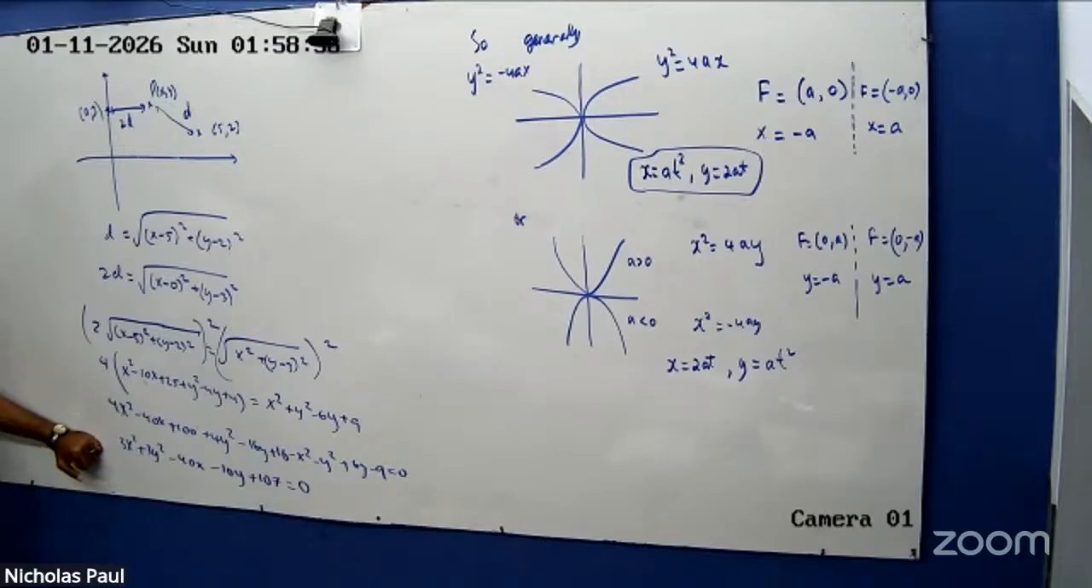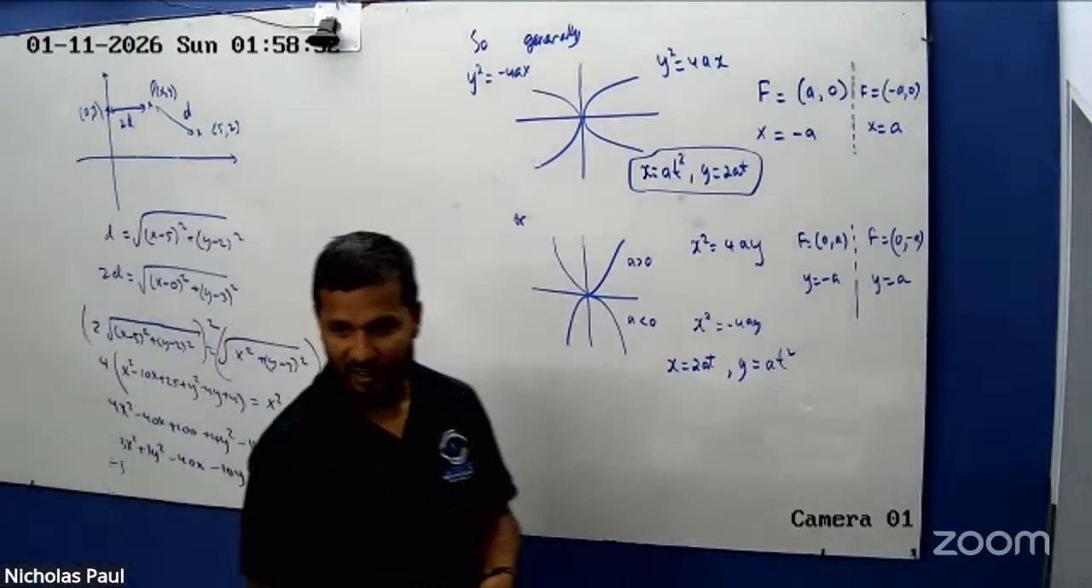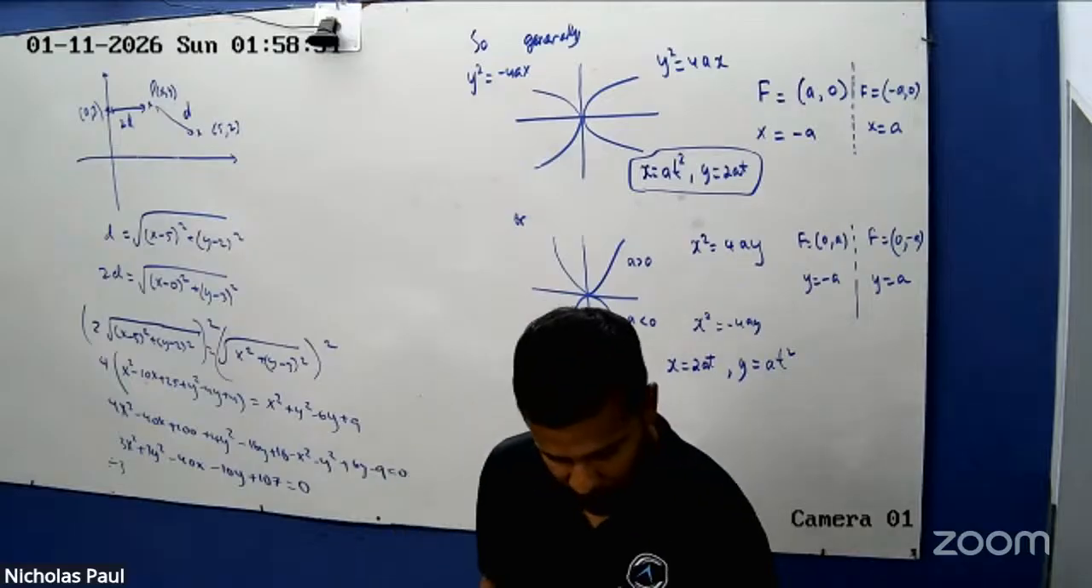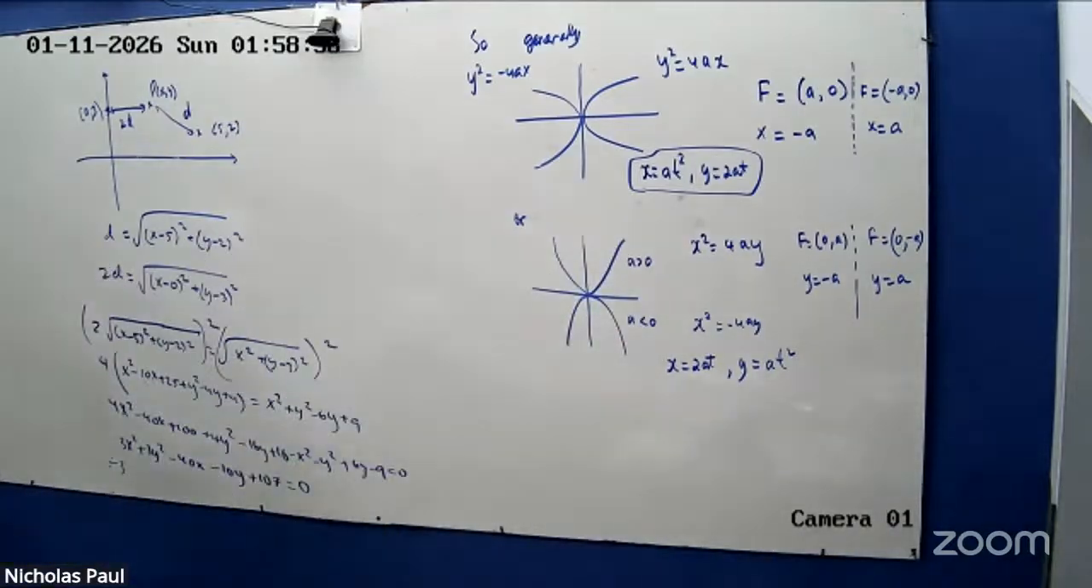Is it a circle, Dante? Is it a circle? What do we do to make it a circle? Divide by 3. If you divide everything by 3, it becomes a circle. So technically it is a circle as it is there. Copy it down.